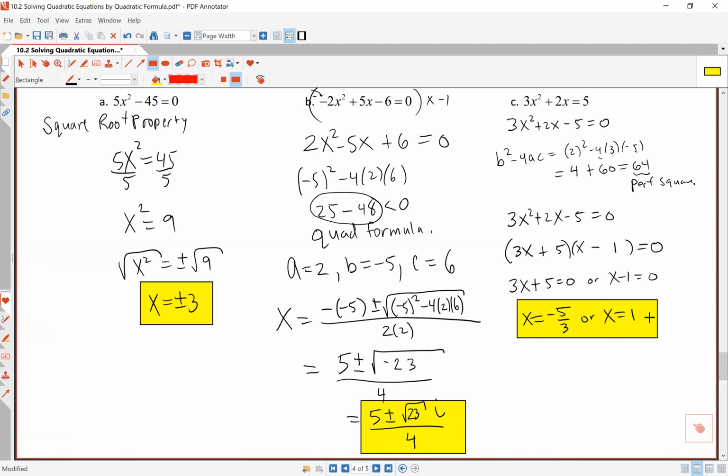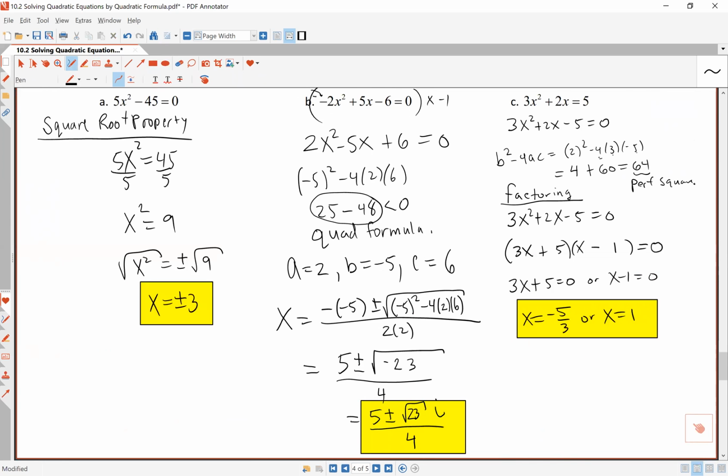So the idea behind this is the quadratic formula is not always the easiest and most efficient way to do the problems. Square root property is very quick when you have the chance to do it. And factoring is also quick to do when you have the opportunity. But in the end, you always have the quadratic formula.